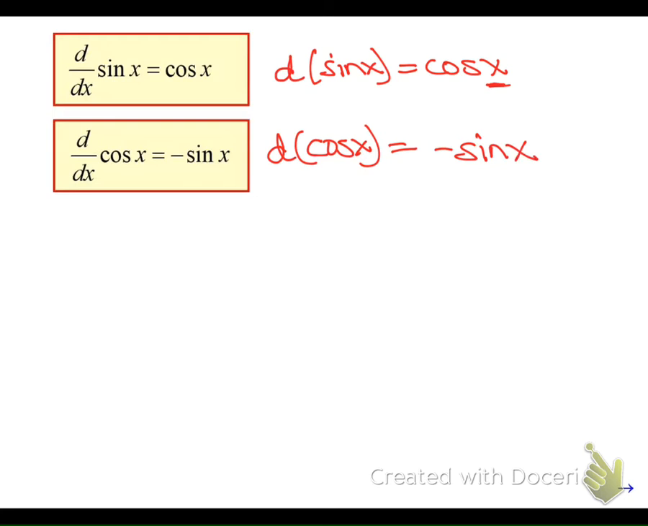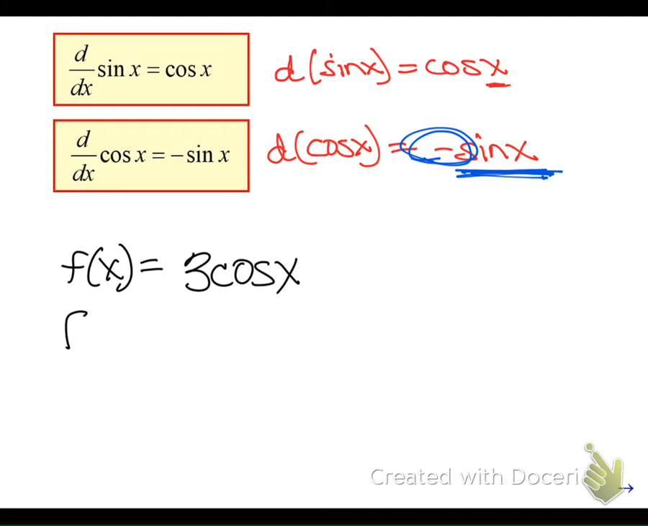A little trick: when sine is your answer, change the sign. Okay, so for example, if I gave you the problem f of x is equal to, say, 3 cosine x, the derivative would be negative 3 sine x. Okay, when you write sine, change the sign. All right, now there's one more rule for today, and that's e to the x, and I'm going to use my graphing calculator to help out with that one.